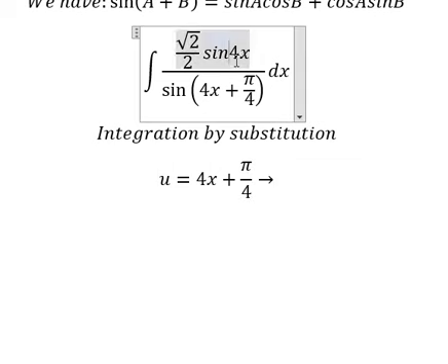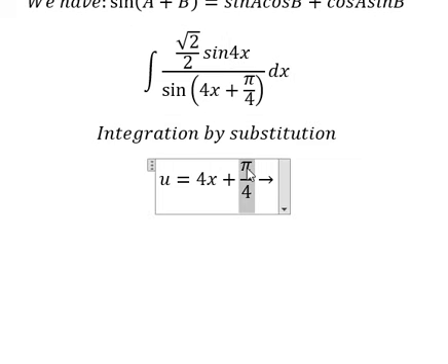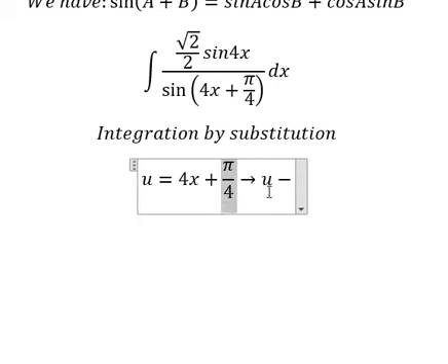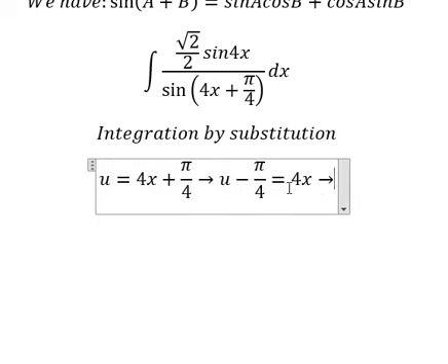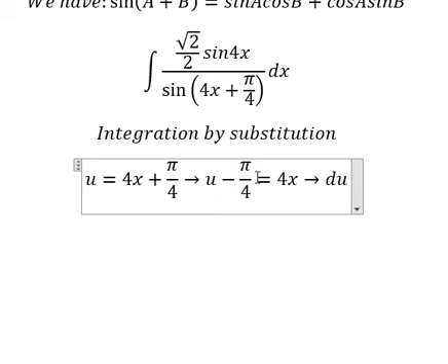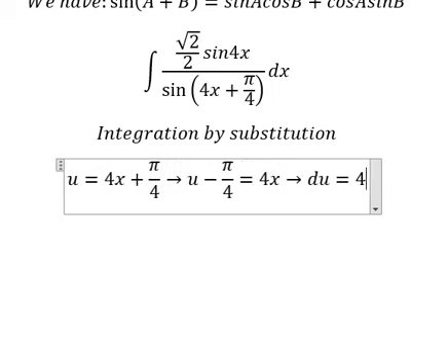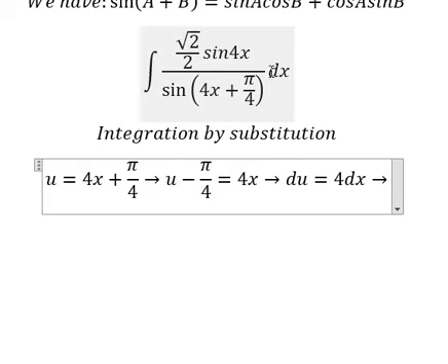Because we have 4x, I will put b over 4 to the left. Next, we need to take the first derivative of both sides. This one we have number 1, so we have du. This one is the constant, so you get number 0. This one we have number 1. Because we don't have number 4, we need to divide both sides by number 4.